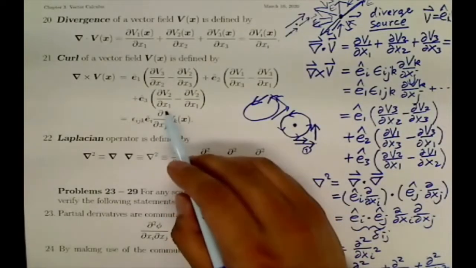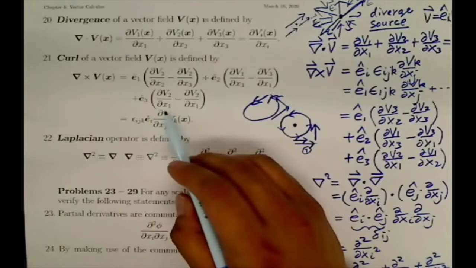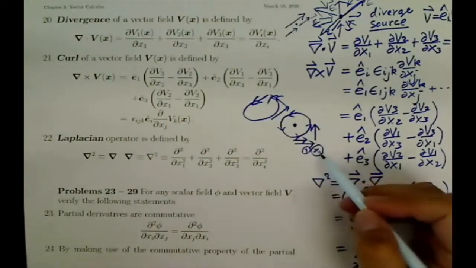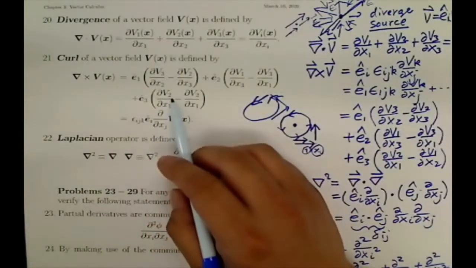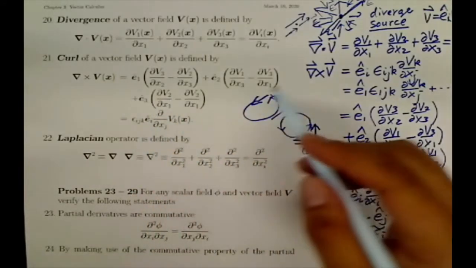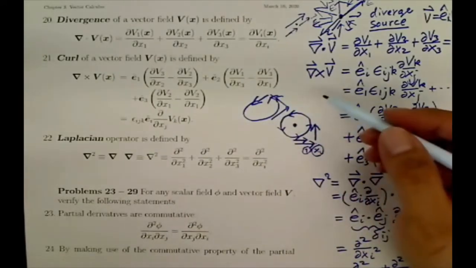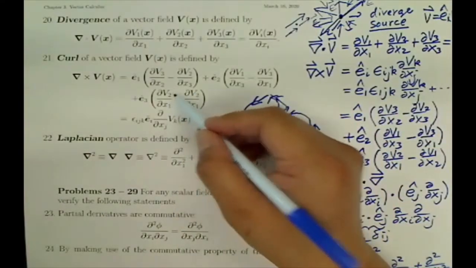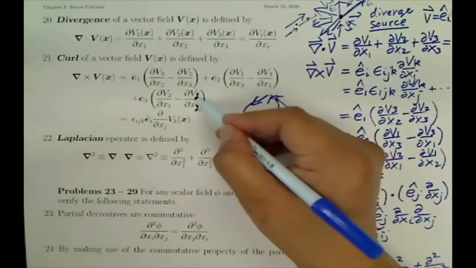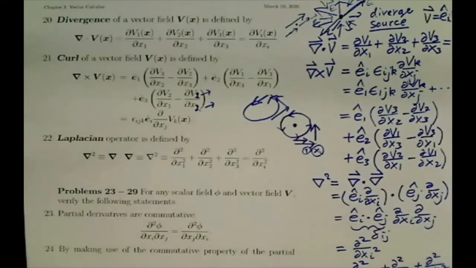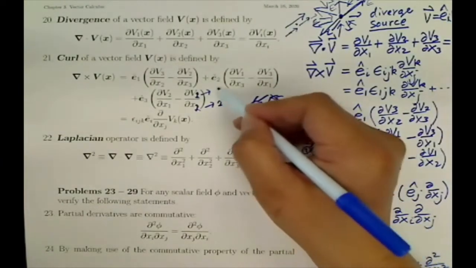For example, this term. If I change x1, then that results in the increase of the x2 component. So the vector field is the second component. And then, this 1, 2 should be 2, 1. Typo. 2, 1.